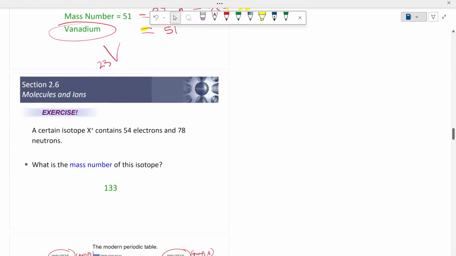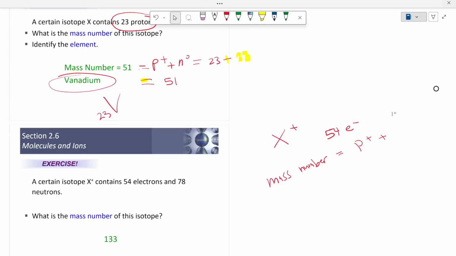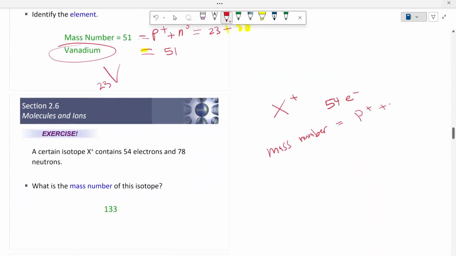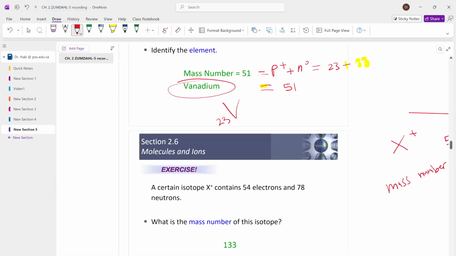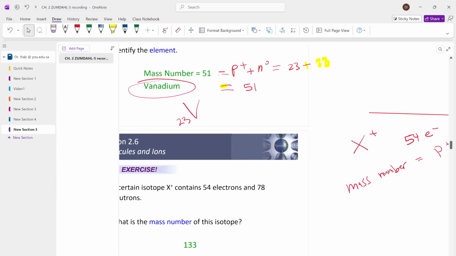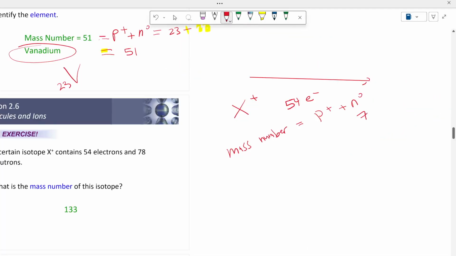Another example, a certain isotope X plus 1 contains 54 electrons. What's the mass number of this isotope? Now you know that the mass number is protons plus the number of neutrons. The number of neutrons is given, it's 78. So to determine the mass number, we have to determine the number of protons.